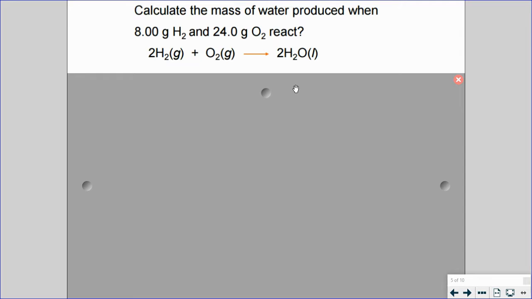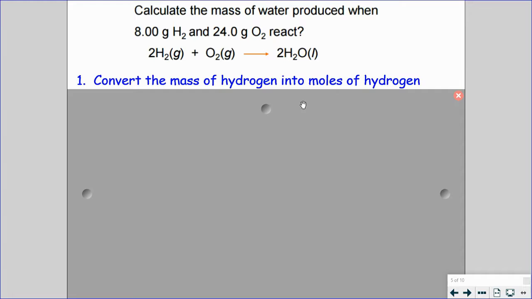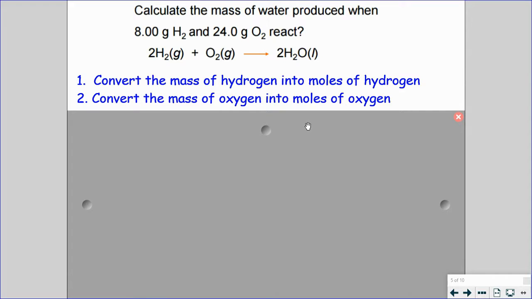So let's go through the steps of how to figure out which one is the limiting reactant. First, you're going to convert the mass of hydrogen into moles. Then you convert the mass of oxygen into moles.